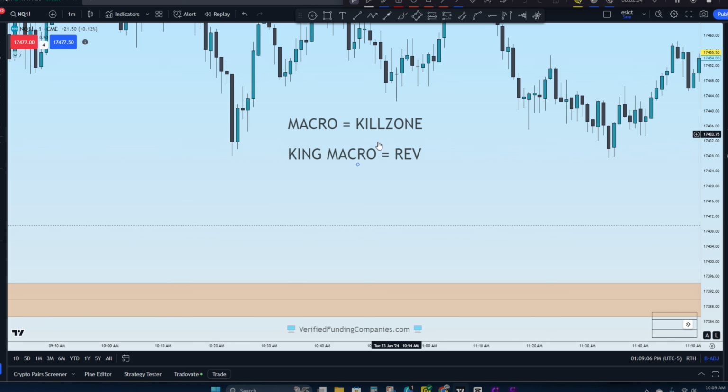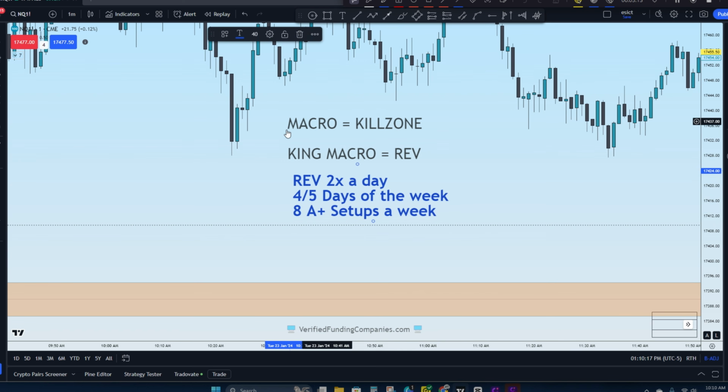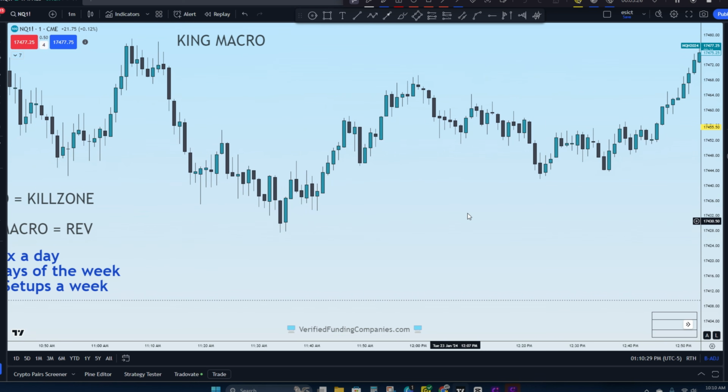The king macro is a specific time of day with a very specific action to be taking place in time. So this is what we're expecting. These are expectations here. 2 times a day, it happens 4 out of 5 days a week. With 2 times a day, that is 8 setups a week based off of these reversal times.